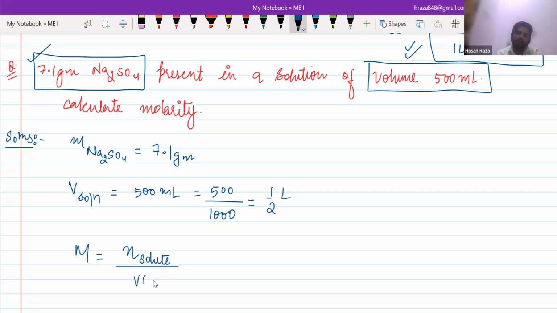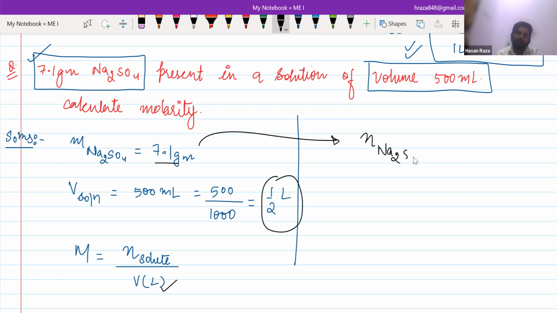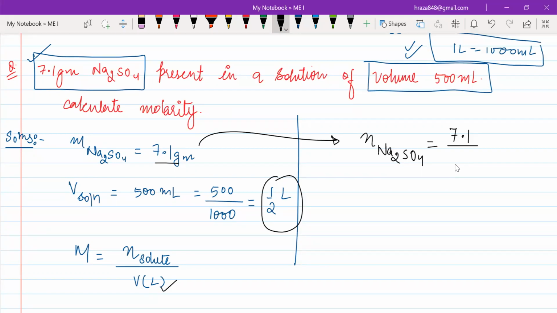And in formula, you know molarity is equal to number of moles of solute upon volume of solution in liter. So you can see the volume is directly given, but you need to calculate the moles. Mass is given. So number of moles of Na2SO4 is given mass, that is 7.1, upon molar mass. What is the molar mass that you have calculated for Na2SO4, Sakina and Anushka? Sir, same, 7.1. Can you repeat it again, Anushka?